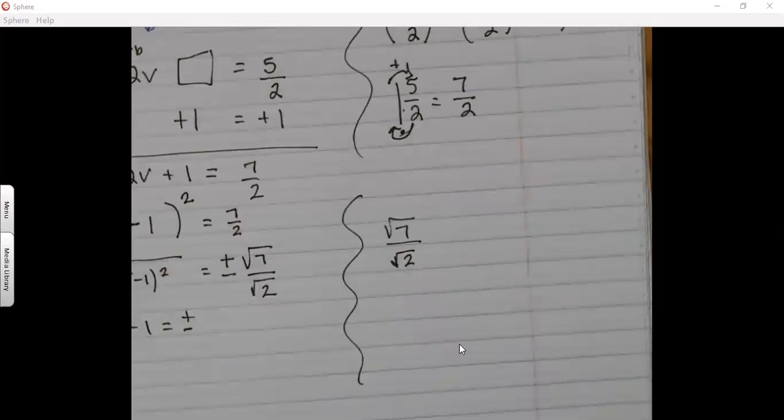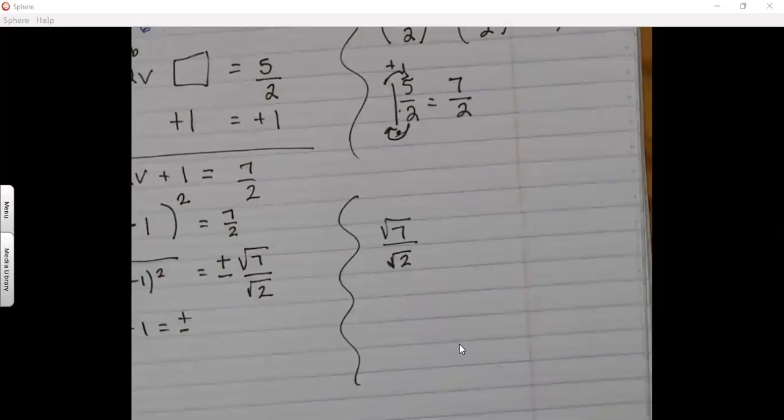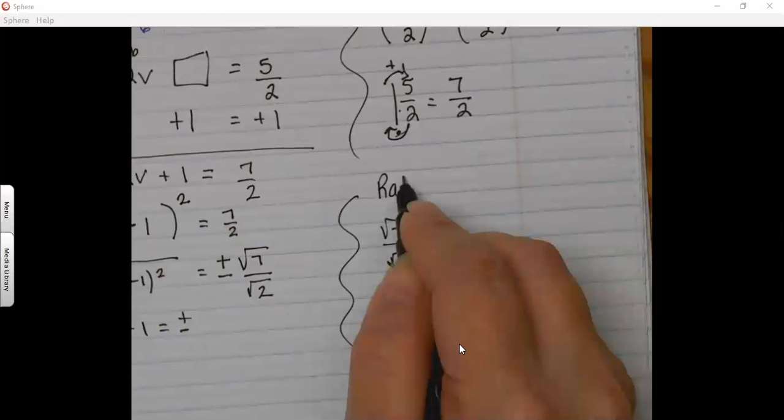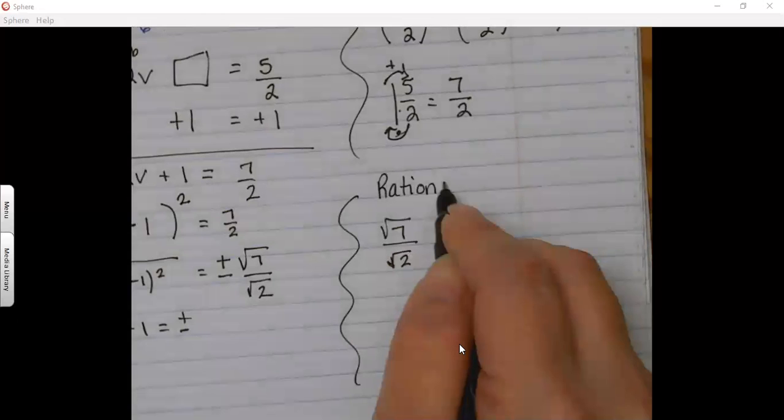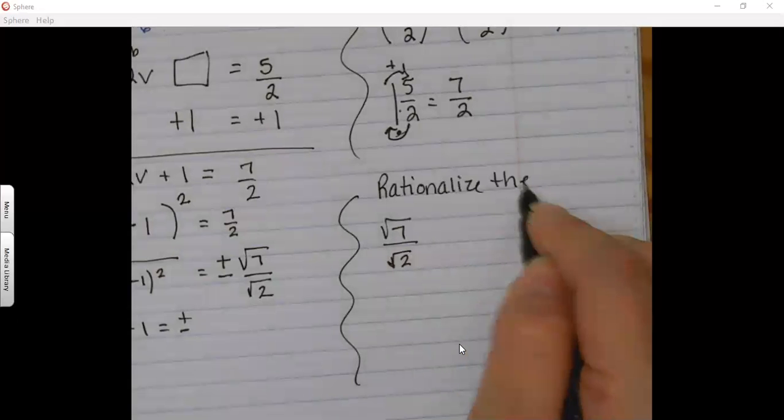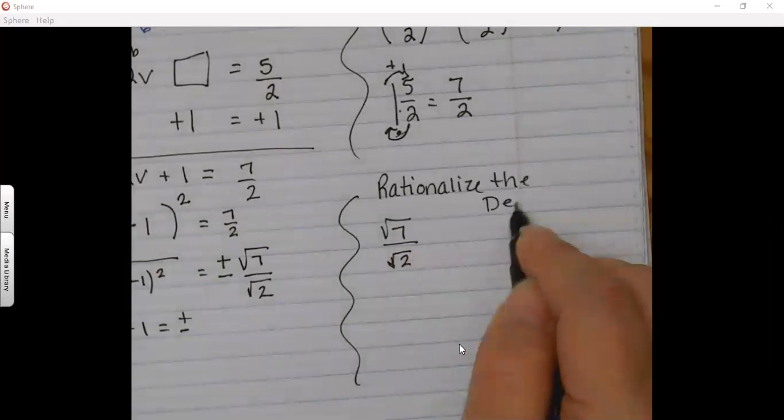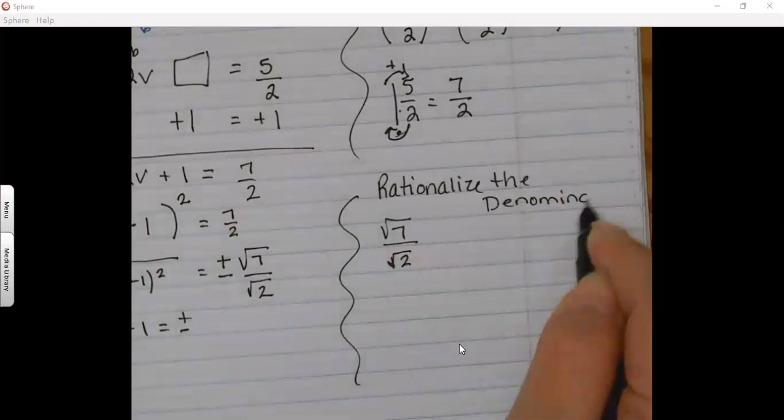Okay. So to get rid of it, it's called rationalize the denominator. Rationalize the denominator.